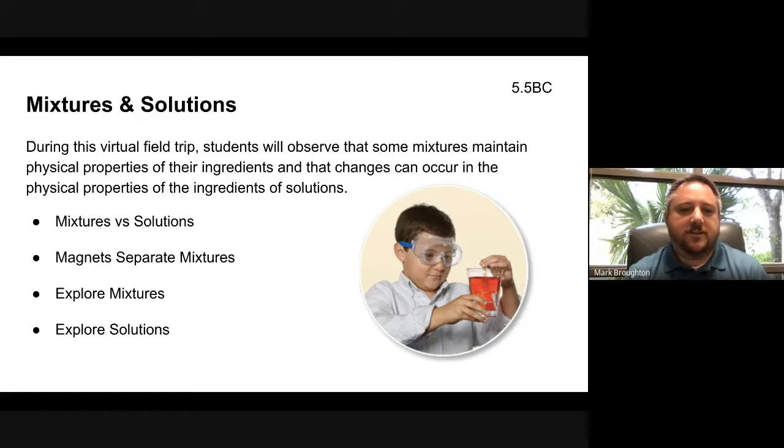We're going to start off today by comparing and contrasting different mixtures and solutions. Next, you're going to see how a magnet can be used to separate mixtures. Then we're going to explore even more mixtures. And last, we're going to explore solutions.